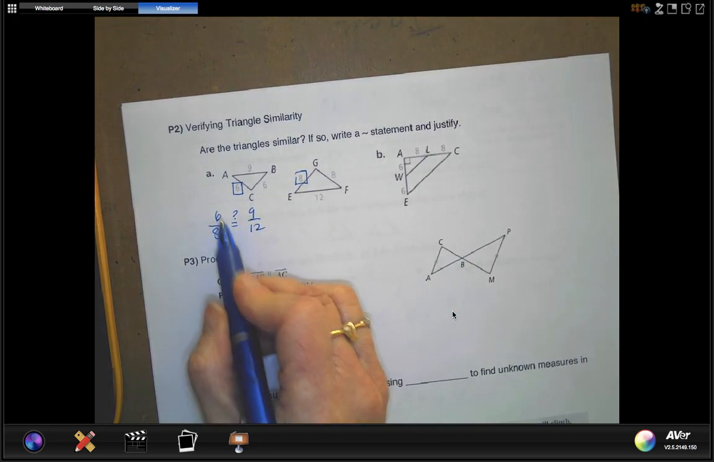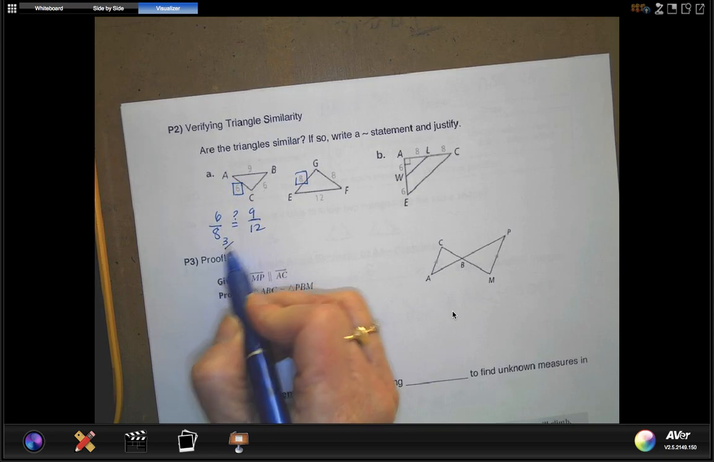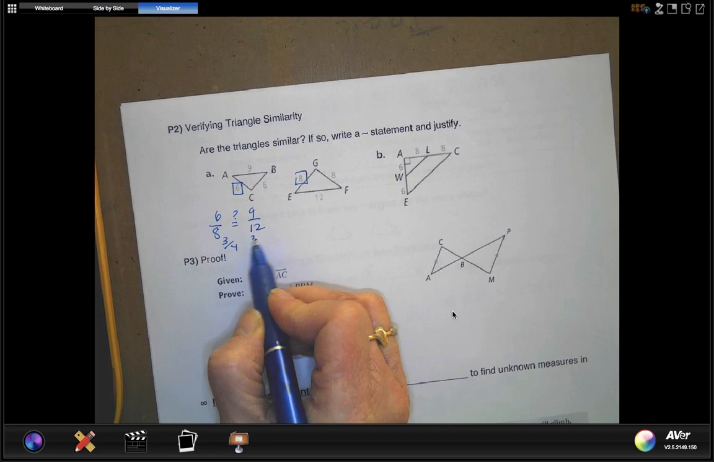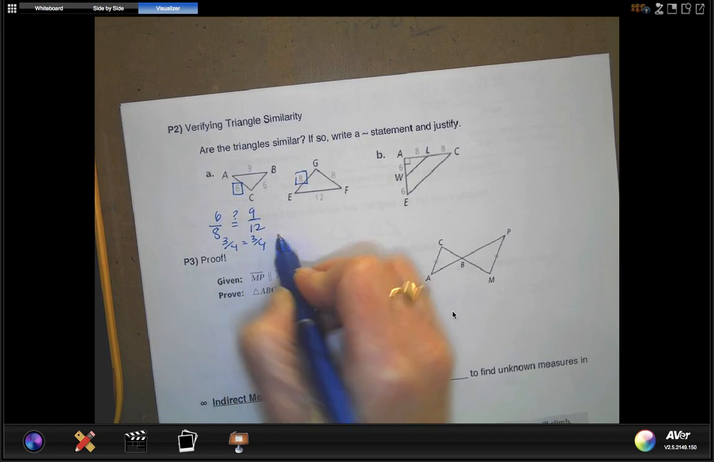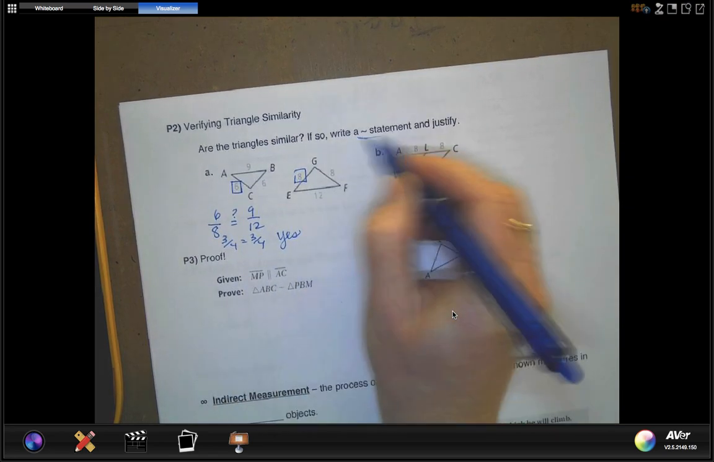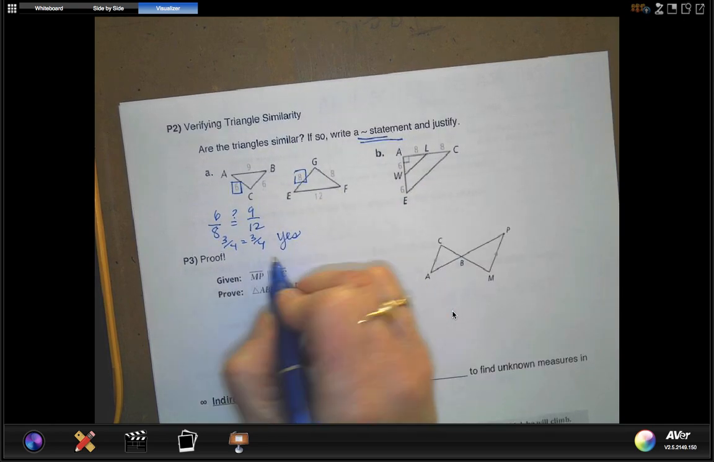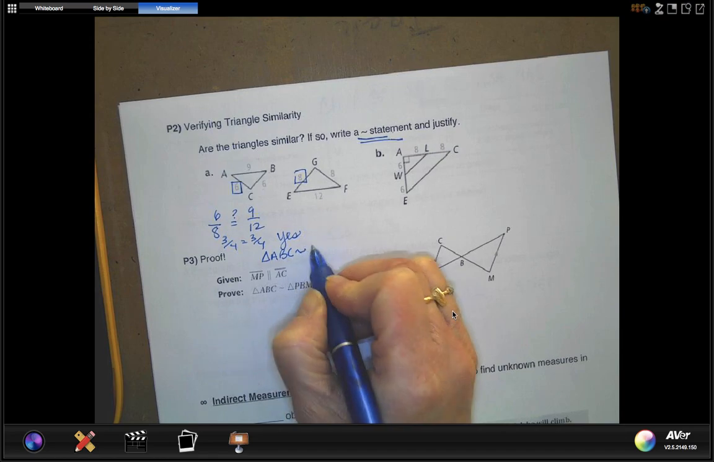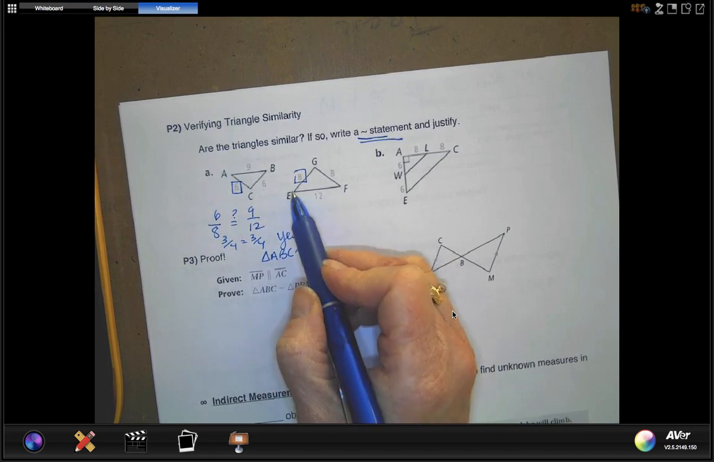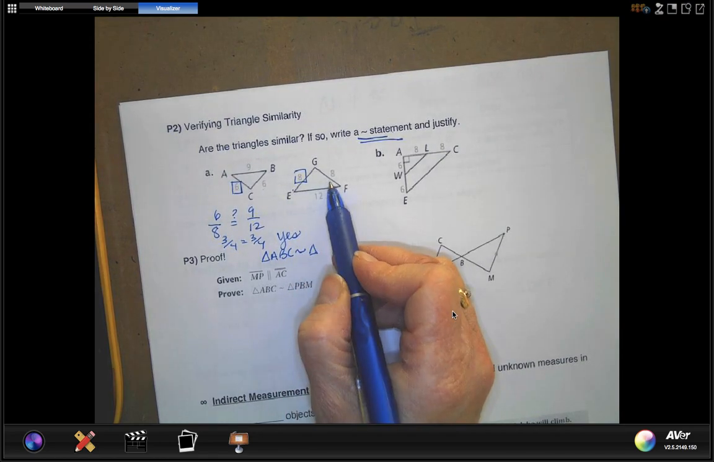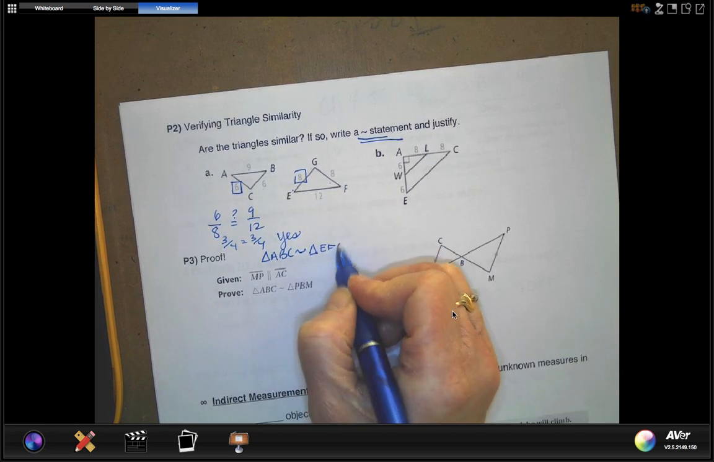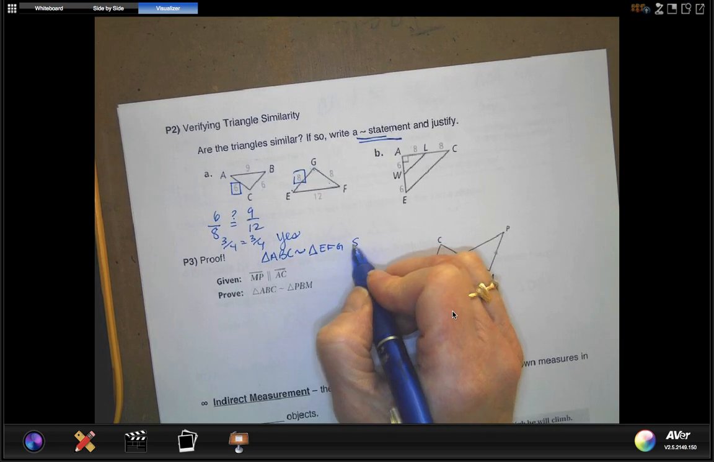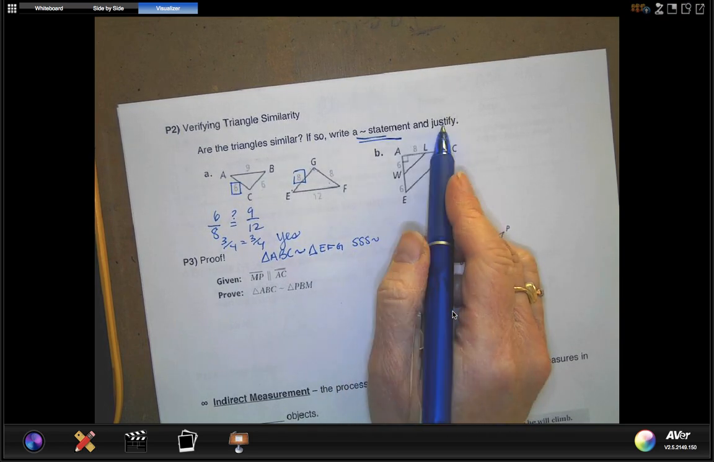6 over 8, both divisible by 2, so I get 3/4. Here, both of them are divisible by 3, so I get 3/4. So yes, they are similar. So here's my similarity statement: triangle ABC is similar to triangle EFG. I'm lining everything up. The G is the vertex angle there. And the reason is because of side-side-side similarity. That's my justification up there.